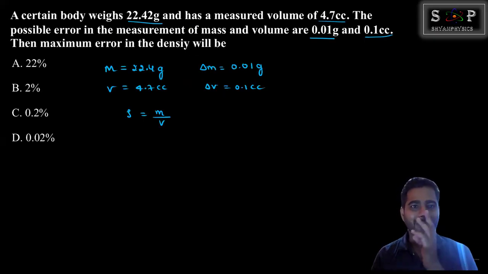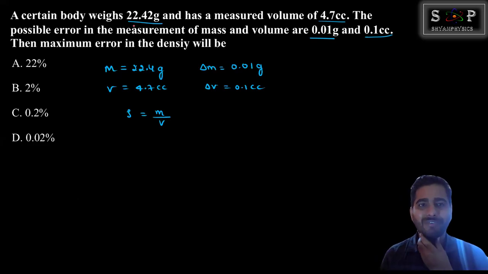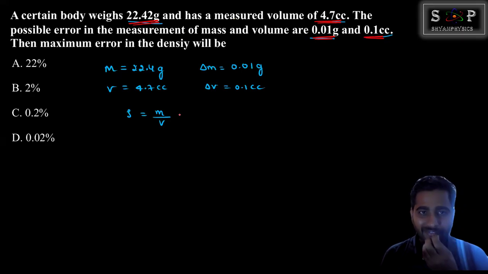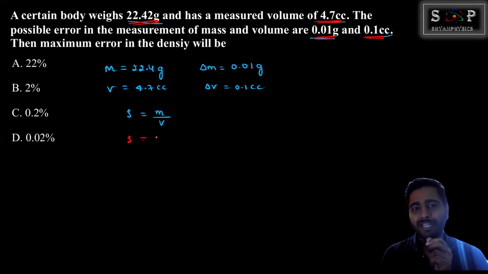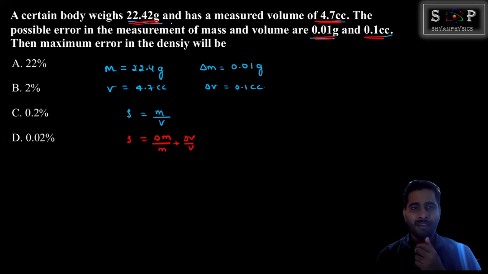Okay now, next to that, a certain body weighs 22.42 gram and has measured volume 4.7 cubic centimeter. The possible errors in the measurement of mass and volume are, mass is this, volume is this one. The maximum error in the density will be. Density means mass by volume. The density, how are you writing? Delta m by m plus delta v by v.